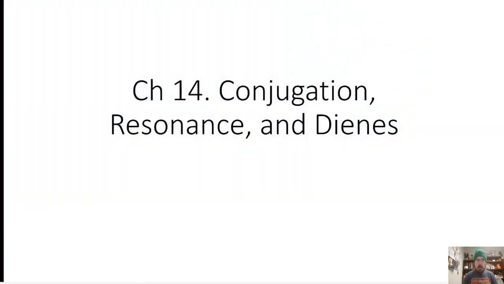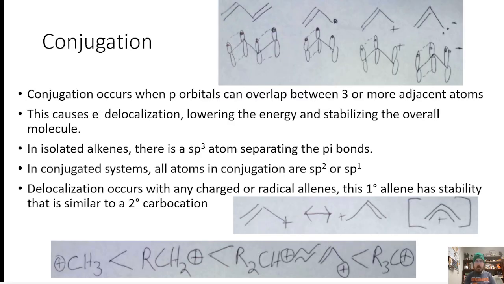Okay, so conjugation, resonance, and dienes. So the idea here, we're really going to hit on conjugation. Remember, conjugation occurs when we have p orbitals that can overlap between three or more adjacent atoms, which causes our resonance. So we can have, as you see, a 1,3-butadiene.